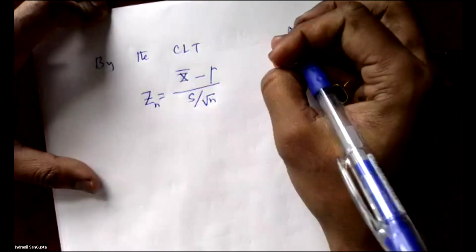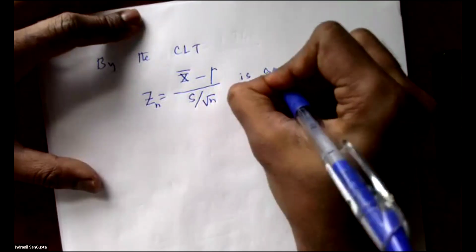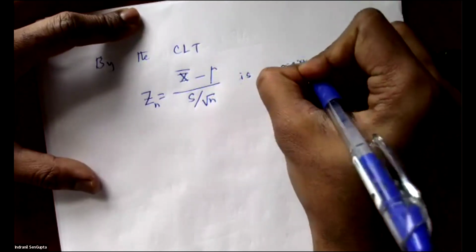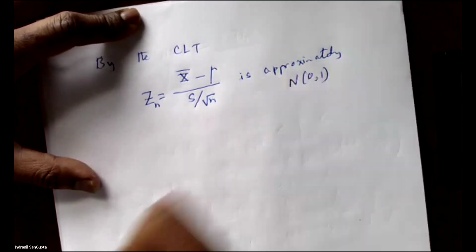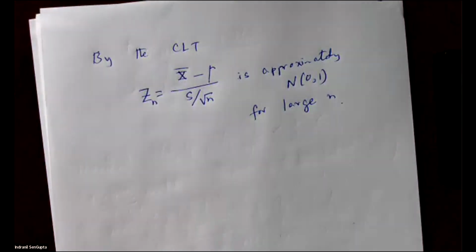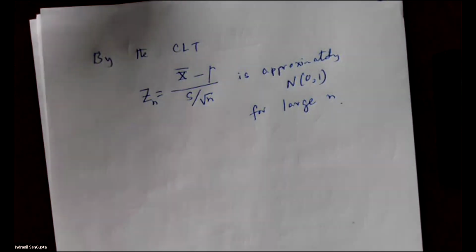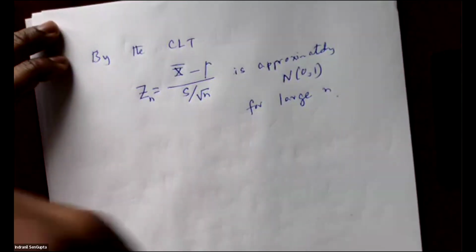by the central limit theorem, this is approximately standard normal N(0,1) for large n. We don't have to go to infinity, but for sufficiently large n, this is the case. Do you agree? Well, we should, because of what is going on here.